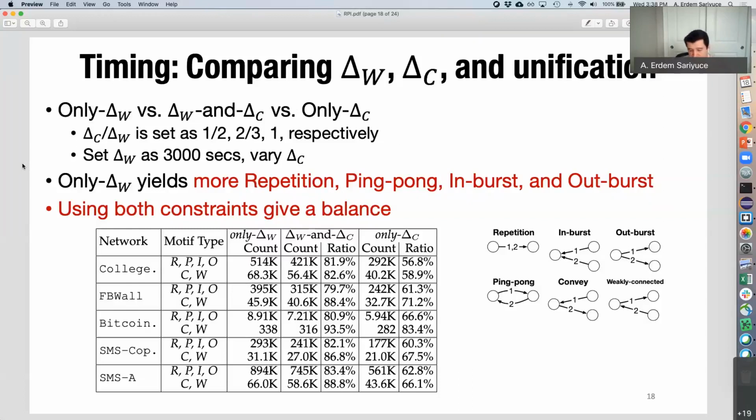And this itself was an interesting question. Given a temporal network, how do you choose delta C and delta W? One common practice from the last model was looking at the mean of the inter-event times.